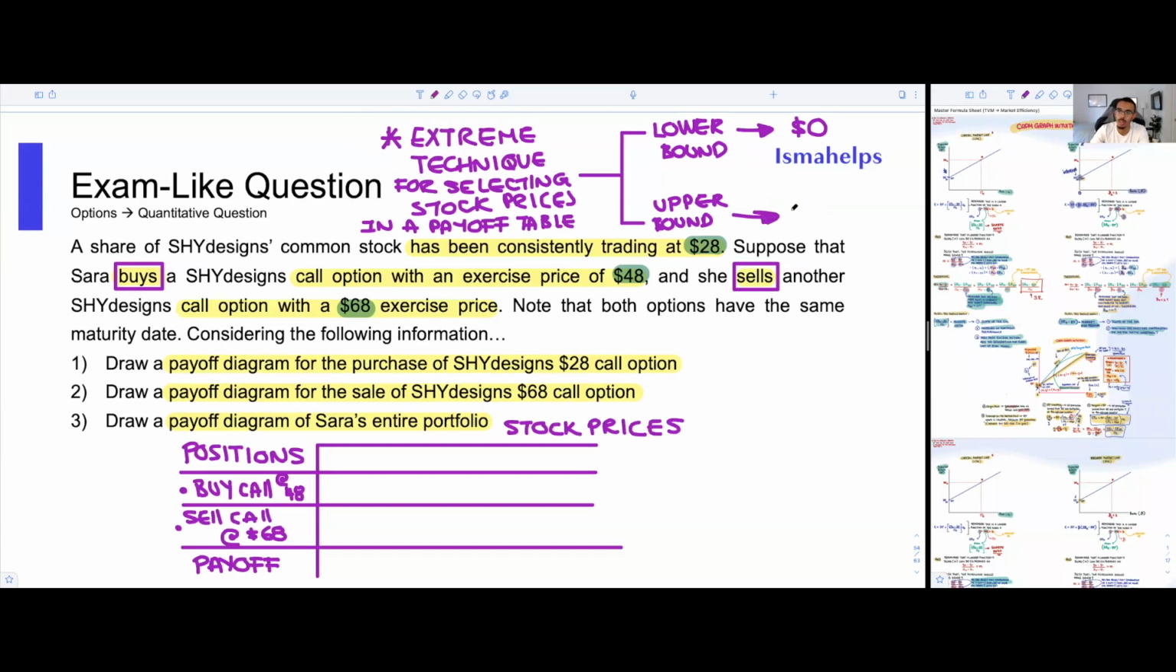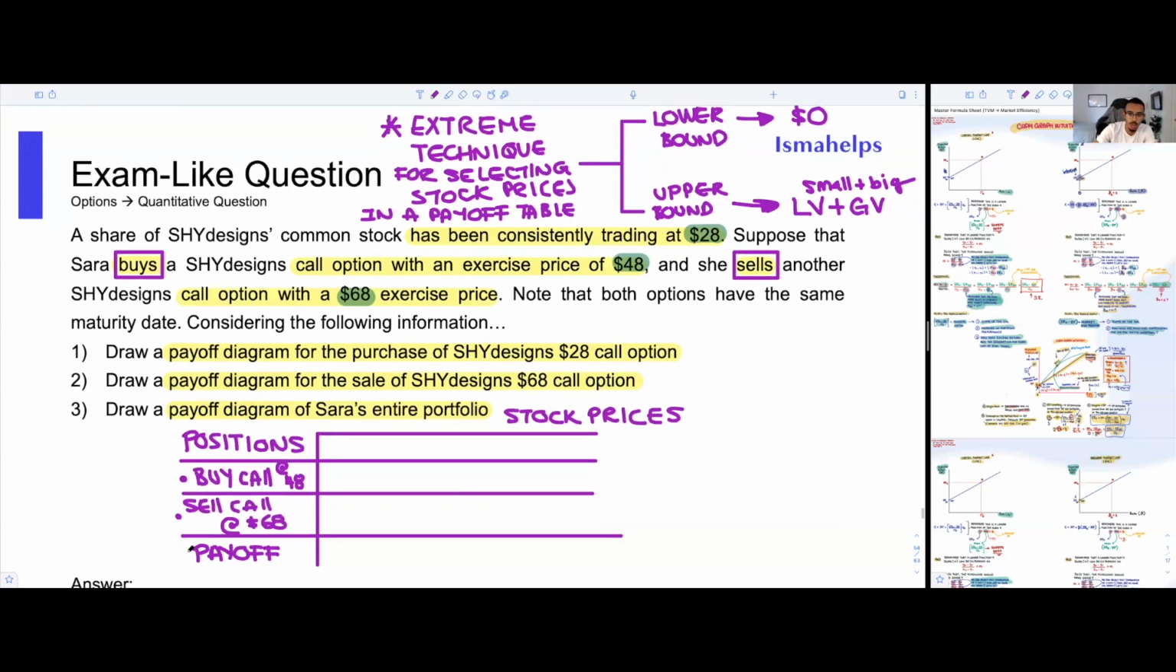So yeah, you just take your lowest value plus your greatest value. Okay, so small plus big. All right, let's go with that. I'm sorry for the lack of conciseness, that's on me. But what I want you to know is that that's going to be our technique. And with that, we can actually start plugging stuff in within our payoff table.